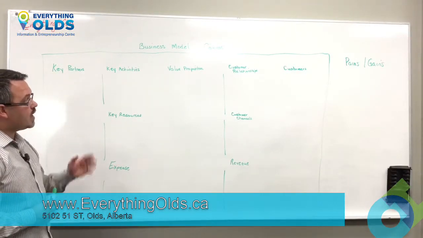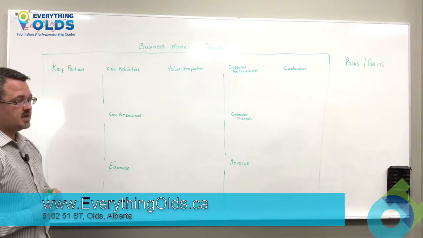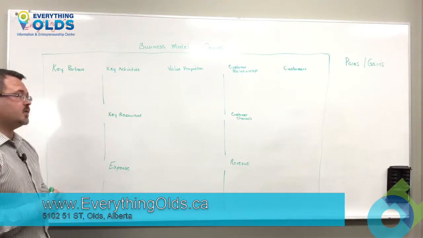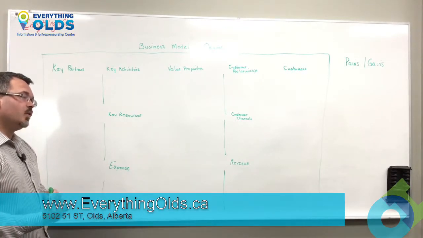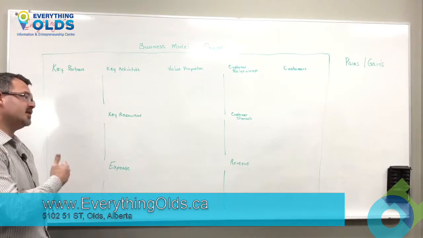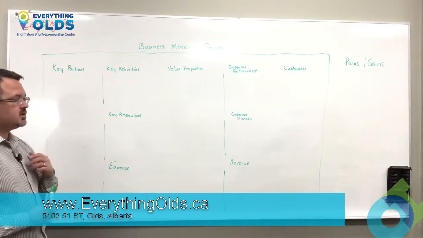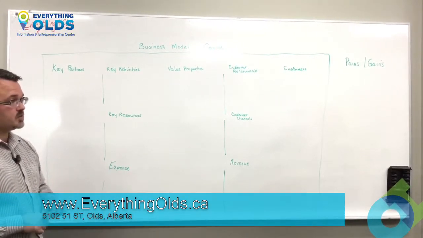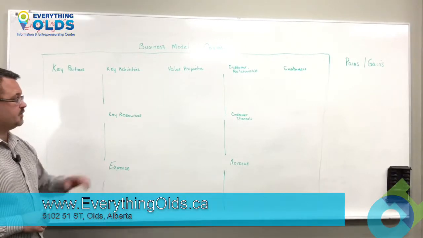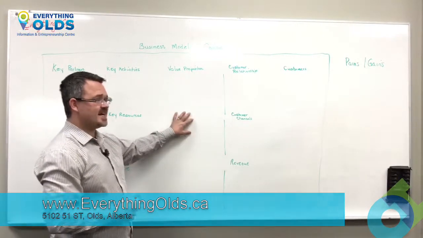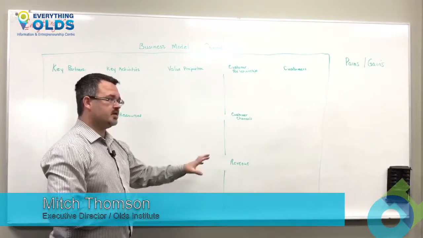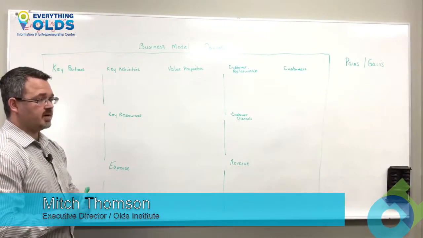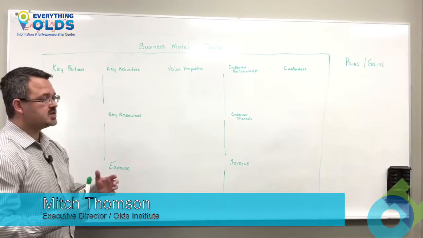And so this is one of the tools that we use at the Everything Olds Information and Entrepreneurship Center. We sit down with businesses. We get them to populate these things. And we recognize that when businesses come in, they sometimes come in with rose-colored glasses. I have the greatest idea, and it's going to fill this huge demand in the market. And if I do this, I'm going to reach all of my goals.